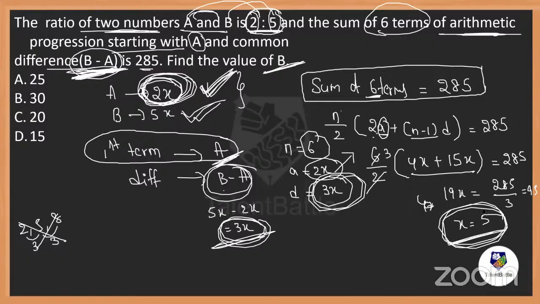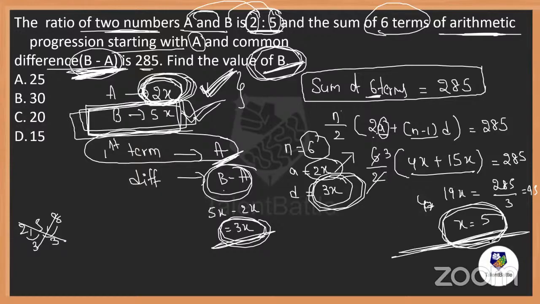Once I get the value of x, I can find out any answer. What they have asked is the value of b. The value of b is nothing but 5x. X is 5, so 5x means 5 into 5, which is 25. So the answer is option A.